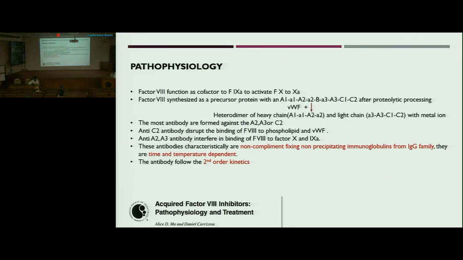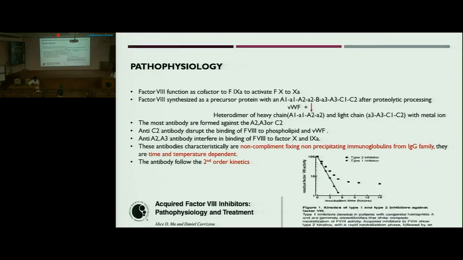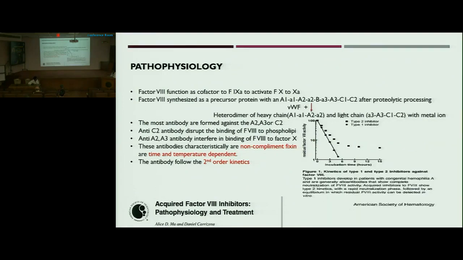It is a non-complement fixing and non-precipitating immunoglobulin of the IgG family, which is time and temperature dependent. It follows second order kinetics. Second order kinetics, as in a type 2 inhibitor, is a type in which there is a rapid neutralization phase followed by an equilibrium, which shows there is a functional activity of factor 8 which gives protection against bleeding.